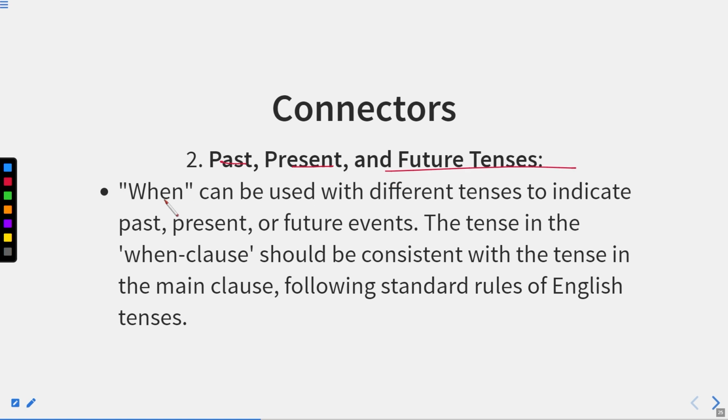Past, present, and future tenses. When can be used with different tenses to indicate past, present, or future events. The tense in the when clause should be consistent with the tense in the main clause. It means whichever tense we are using in the when clause should be used according to the main clause, or you can say the actions of both clauses should match each other. It means they both should be consistent, following standard rules of English tenses.